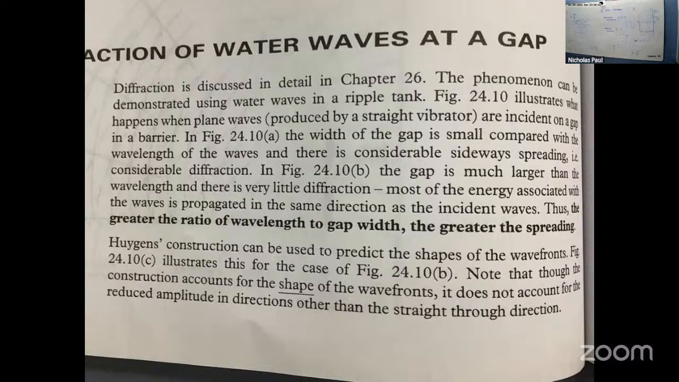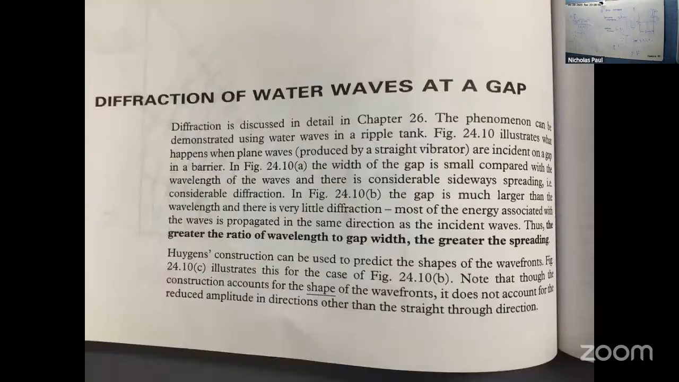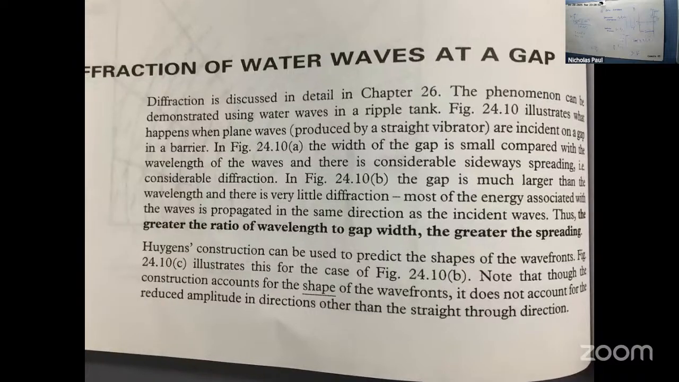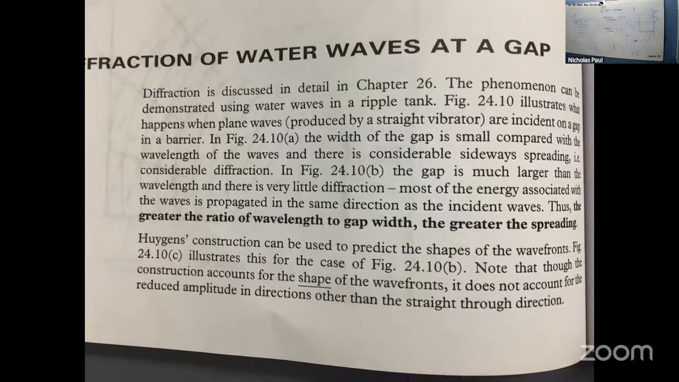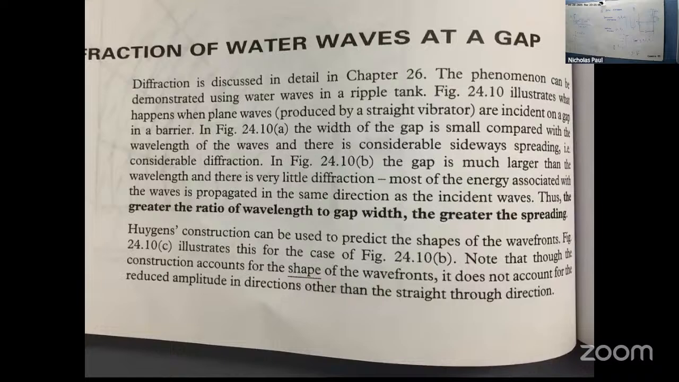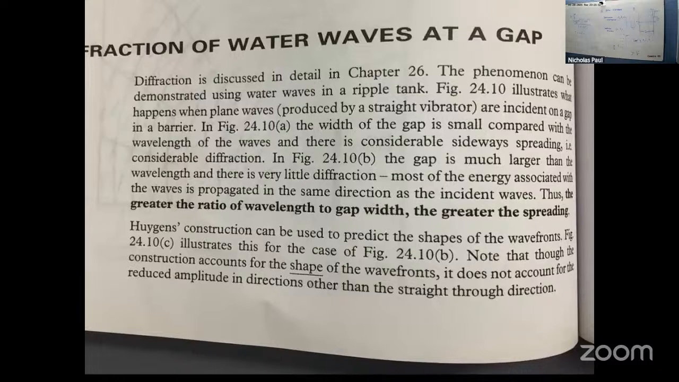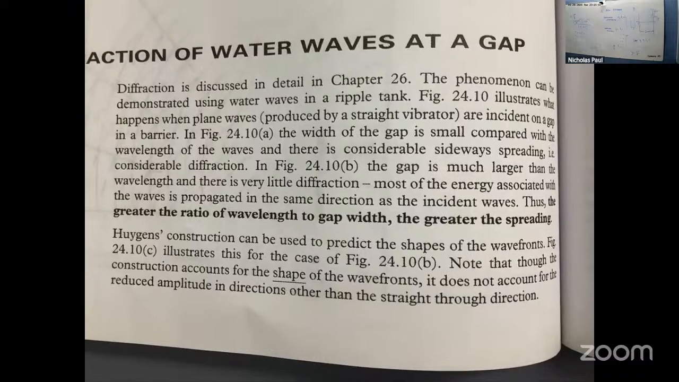Diffraction is discussed in chapter 24. The phenomenon can be demonstrated using water waves in a ripple tank, and it illustrates what happens on this diagram here. The width of the gap is small compared to the wavelength, and there is considerable sideways spreading. That is considerable diffraction. In figure 24.1, the gap is much larger than the wavelength, and there's little diffraction. Most of the energy associated with the waves is propagated in the same direction. Thus, the greater the ratio of wavelength to the gap, the greater the spreading.